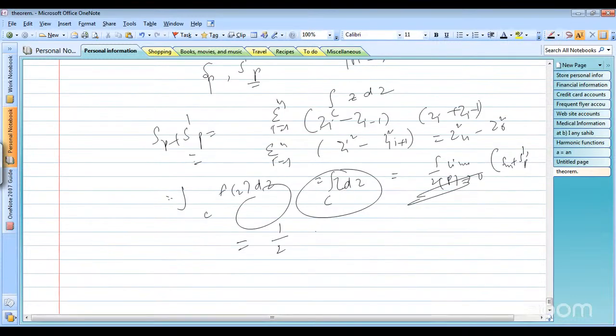That is 1/2 into (z_n² − z_0²). So z_n² minus z_0², that is 1/2 into (z_n² − z_0²), and that is property 2. Then property 3.